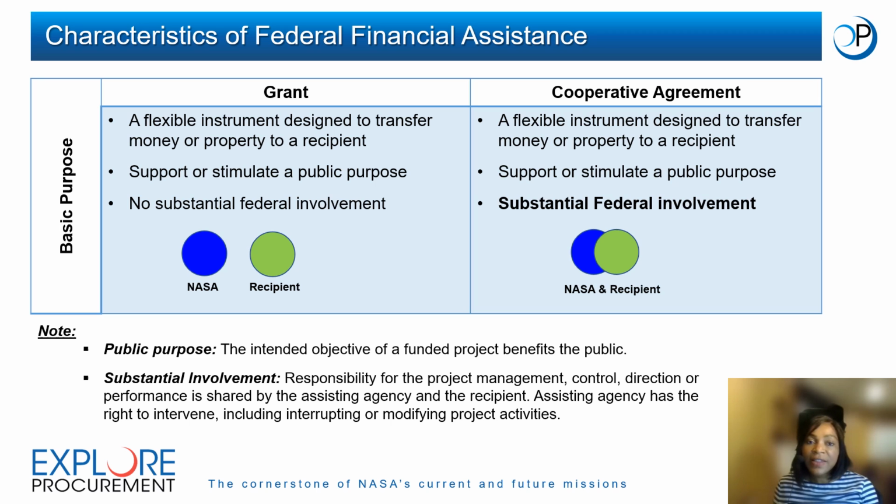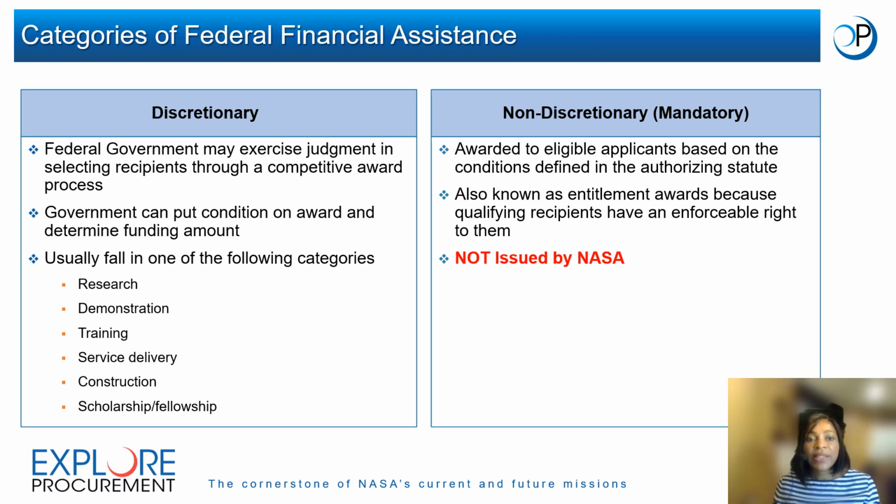Agencies, including NASA, use the substantial involvement criteria to determine whether to issue a grant or a cooperative agreement. Such involvement exists when the responsibility for project management, control, or performance is shared by NASA and the recipient, and NASA has the right to intervene, including interrupting or modifying project activities. There are two categories of awards, discretionary and non-discretionary, also known as mandatory awards.